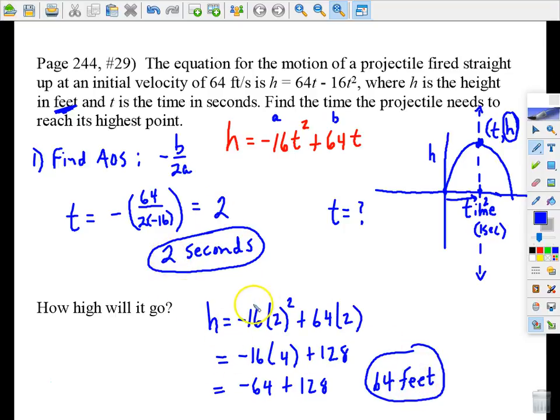If you follow that same line of reasoning as you're doing numbers 28 and 30, they're very much the same. Different functions, but you go through the same type of process. You're basically finding the vertex. And hopefully working through this problem will help you with those. But if not, feel free to contact me if you have any questions.